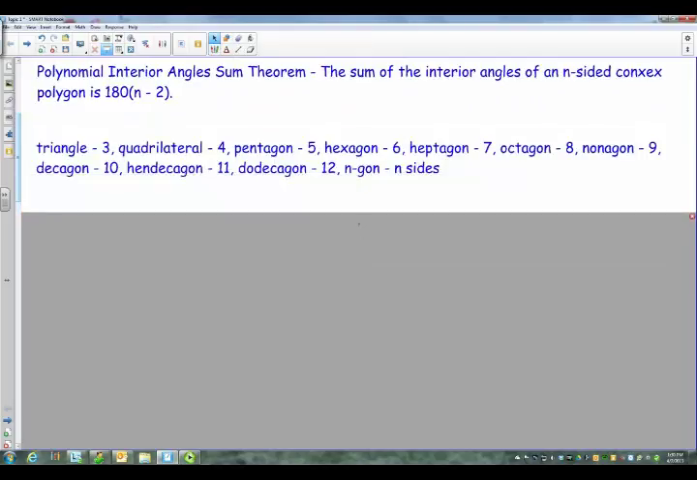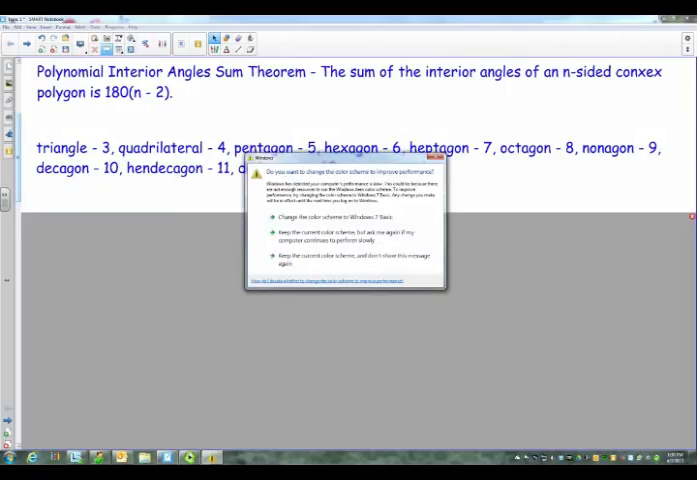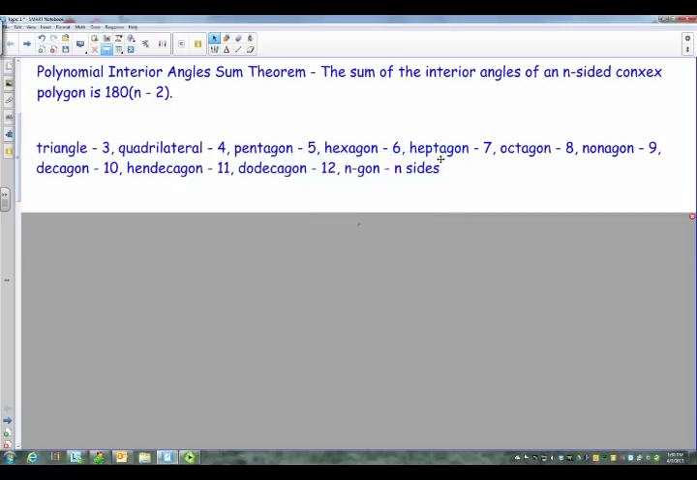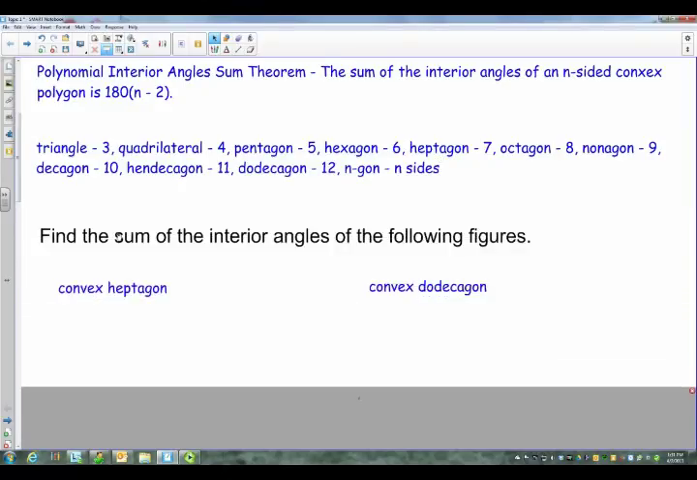Now, when we have figures, some of them have specific names, some of them don't. So obviously a triangle has 3 sides, quadrilateral is 4, pentagon is 5, hexagon 6, heptagon 7, octagon 8, nonagon is 9, decagon is 10, hendecagon is 11, dodecagon is 12, and then from there we just call it an n-gon. So 13 sides would be a 13-gon. 15 sides would be a 15-gon. So when you read these words, that's what they're talking about.